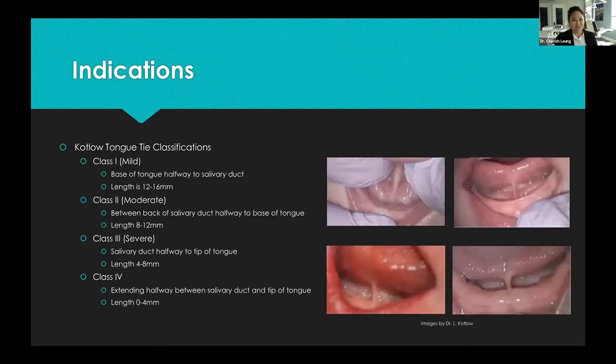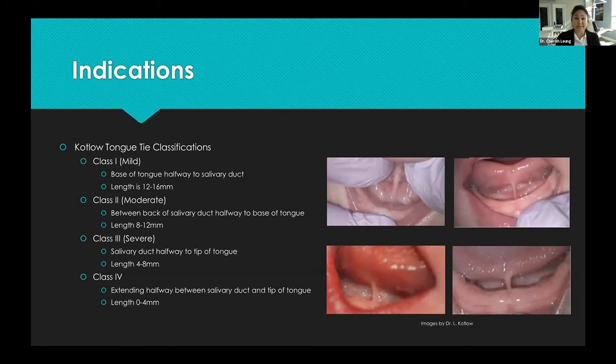So what are some indications for these tongue ties? This is from Dr. Larry Kotlow. He's fantastic, one of the pioneers in this, and a really great speaker. He's in Albany, New York. I use his photos because everybody uses his photos in regard to classifications. So here we're going to talk about how you classify them. Class 1 is here, and that's a mild tie. You can read these objective measures, like the length is 12 to 16 millimeters. That's of the whole string, basically. What does that mean, though? When I look at a tongue tie and I see, okay, this is a class 1, this is mild.